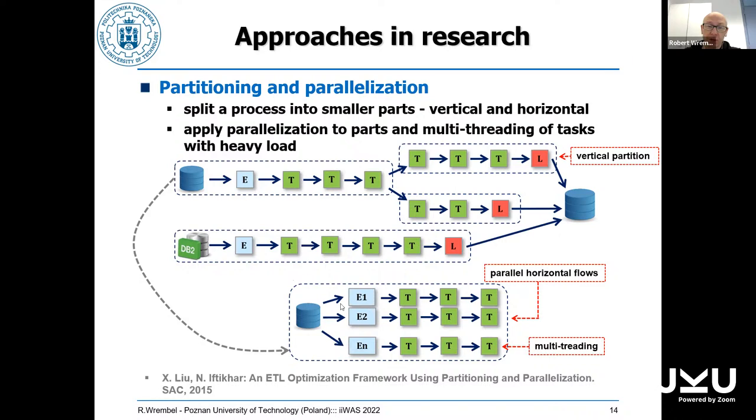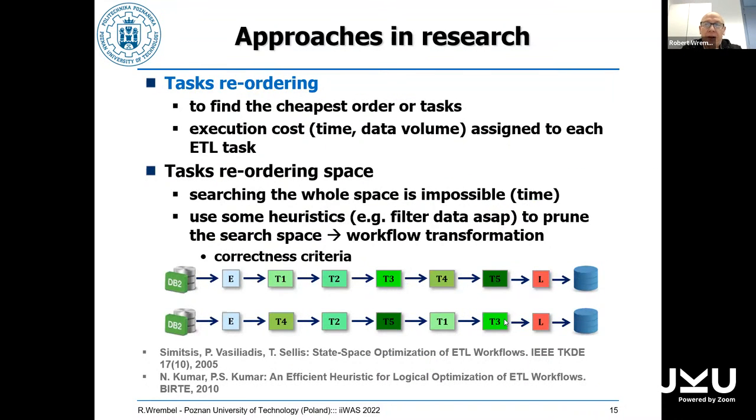So parallelization: this sub workflow was parallelized by N processes that do in parallel the same extract, transform, and so on. And then tasks with heavy load are multi-threaded. In the research, they also proposed task reordering with the goal to find the cheapest order of tasks, developing some costs, including time and the processed data volume. So each task gets assigned this cost, then the reordering takes place.